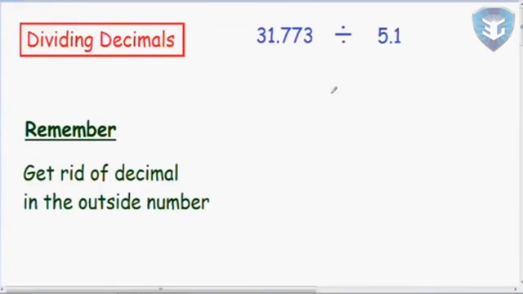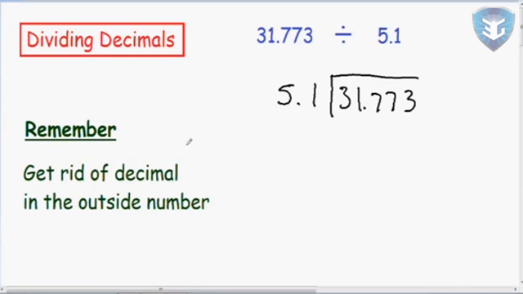We'll be going over dividing decimals. Here we have 31.773 being divided by 5.1. So let's set this up using long division. We have 31.773 on the inside being divided by 5.1.